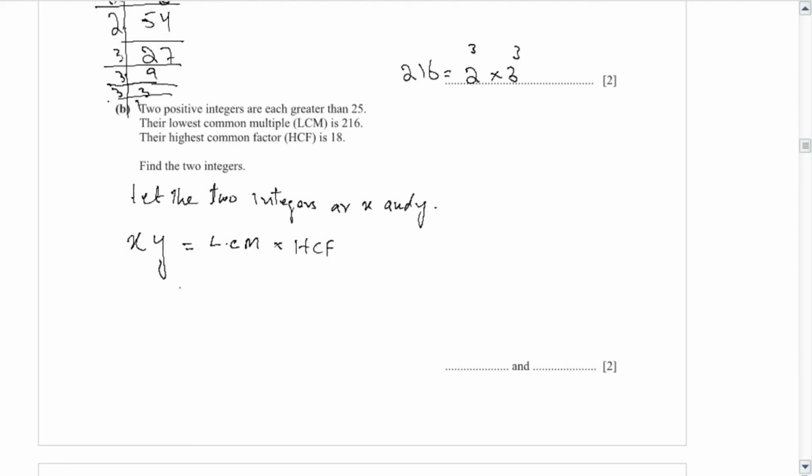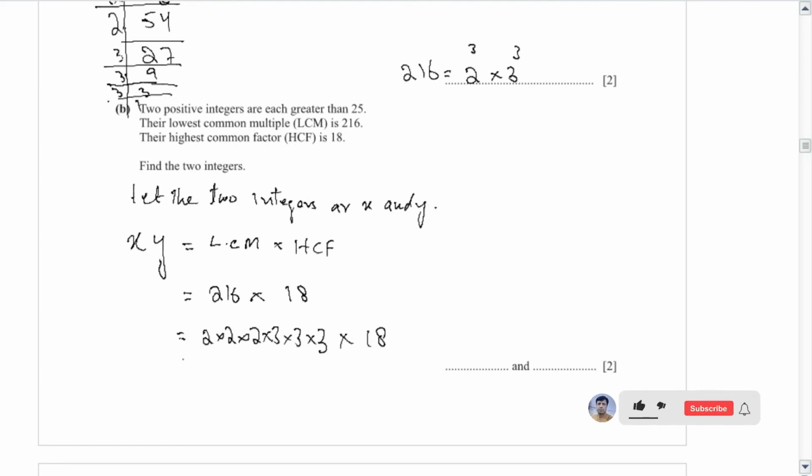So we need to find xy, and x and y both must be greater than 25. So LCM is 216 multiplied by HCF, which is 18. But 18 is less than 25, therefore we will need to increase this one. The prime factorization of 216 is 2 multiplied by 2 multiplied by 2 multiplied by 3 multiplied by 3 multiplied by 3, multiplied by 18. So we have to increase this 18 beyond 25.